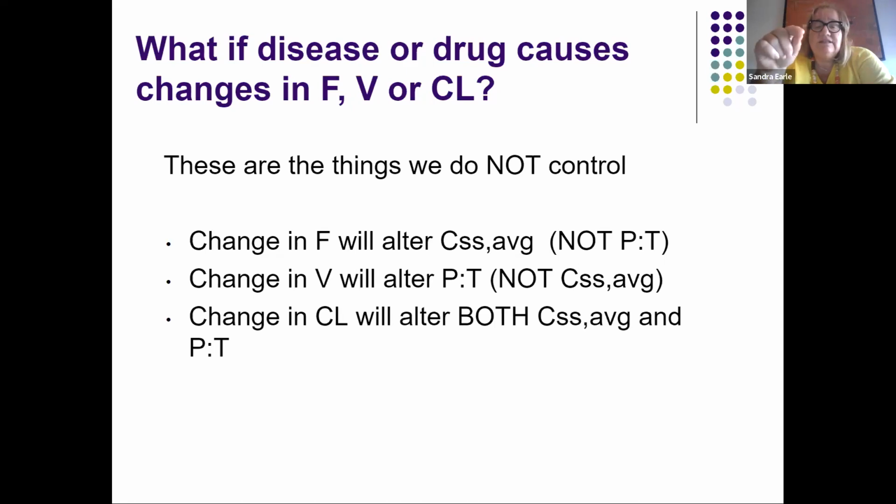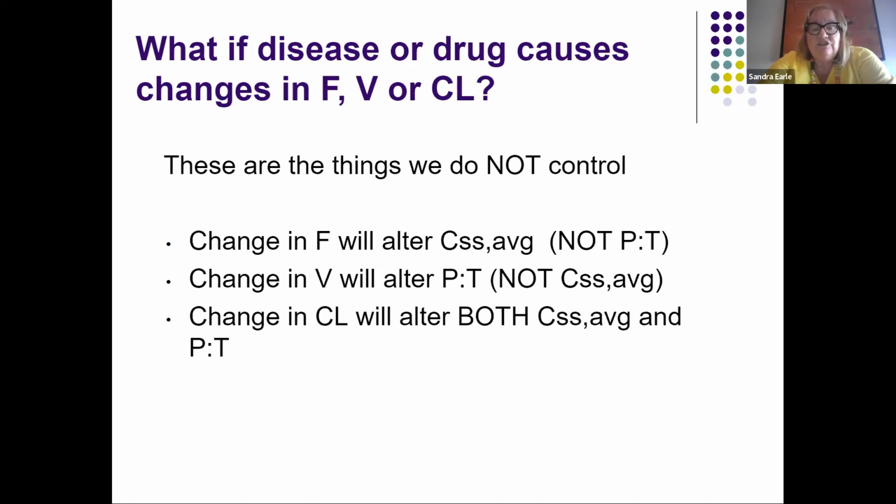So a change in bioavailability will change that bioavailable dose rate. So an increase in bioavailability will increase the CSS average because it's just like giving more drug. A decrease in bioavailability will decrease the CSS average because it's just like giving less drug. It will not affect the peak to trough ratio.